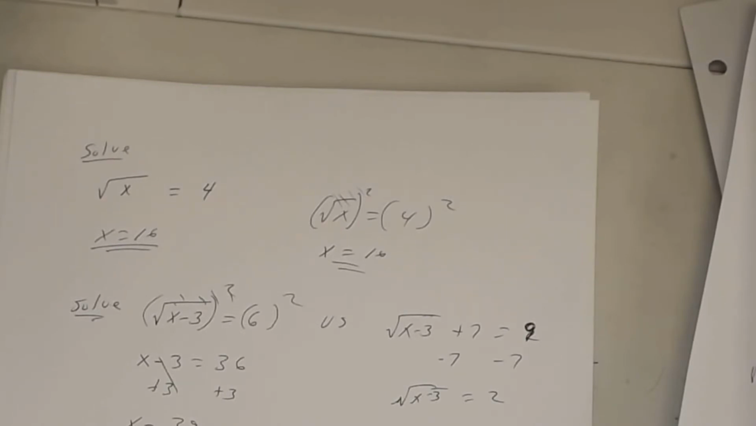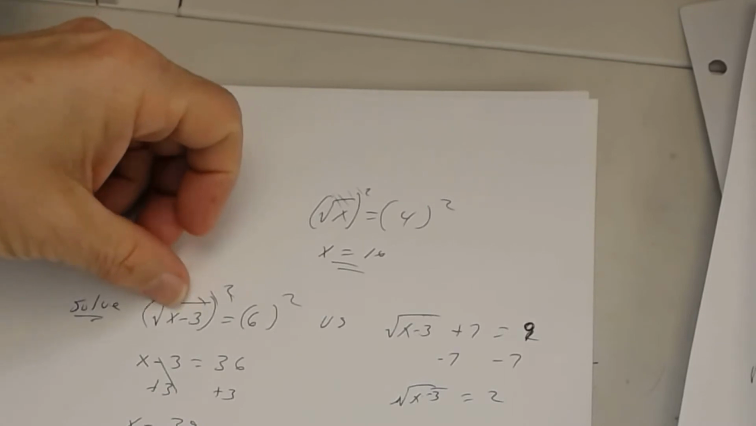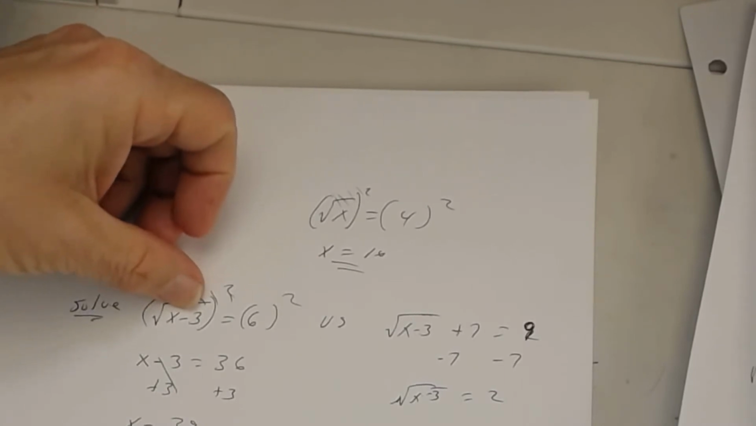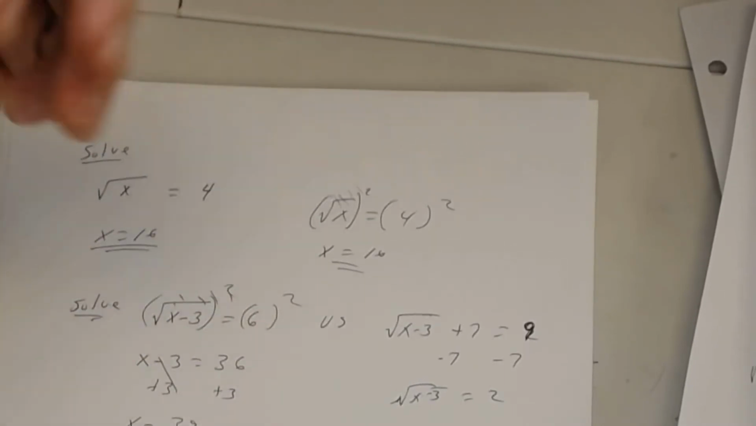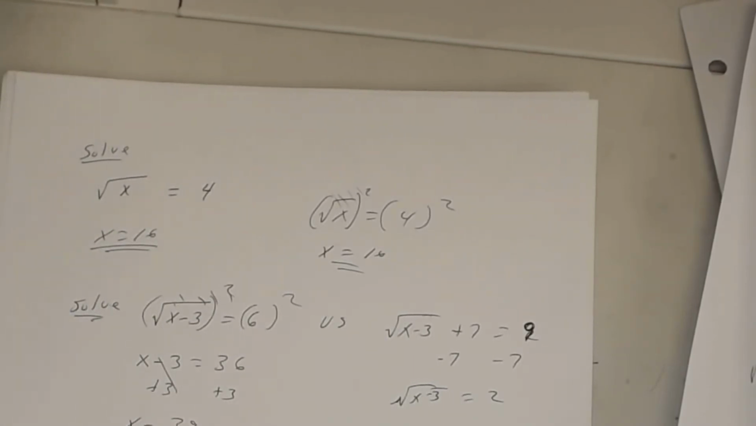And you don't have time, but if you did, you can always check this. So I'm saying that my solution is 39, right? So let's go back to the original problem. What's 39 minus 3? What's the square root of 36? 6. Okay. All right, let's look at this one.